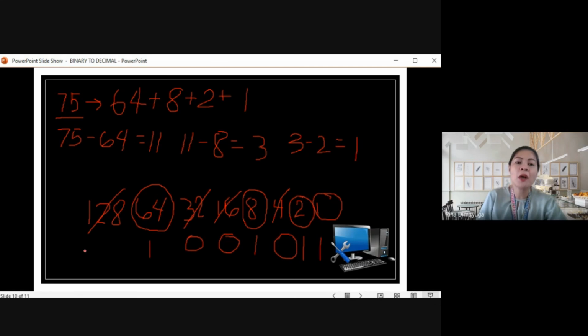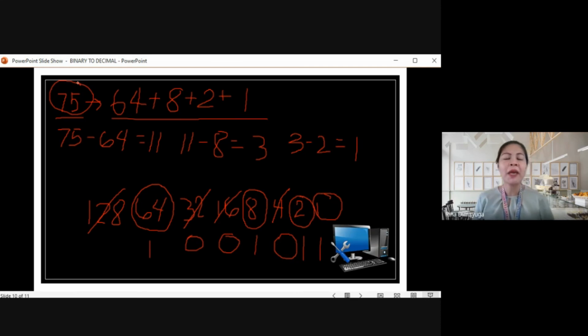Okay, so here's the conversion of decimal 75 into binary digit. You will have 1, 0, 0, 1, 0, 1, and 1. If you add this, 64 plus 8 plus 2 plus 1, the answer will be 75. I hope that this gives you a better understanding on how to convert the decimal number into its binary digit.